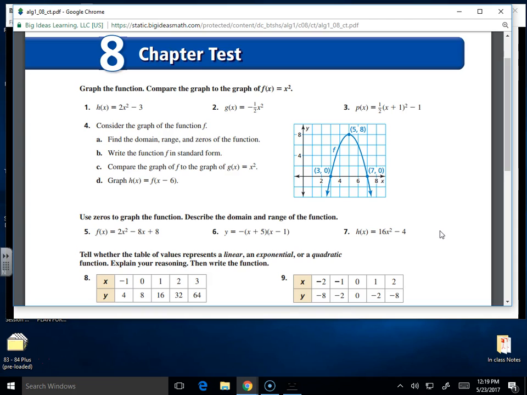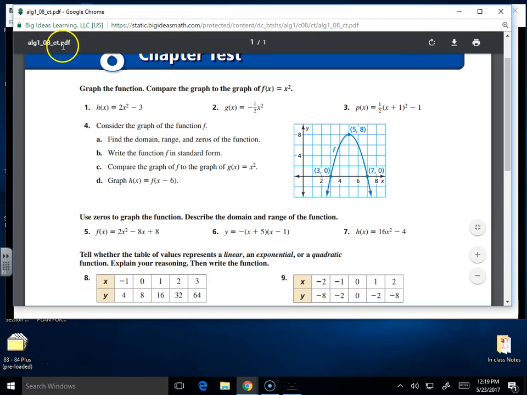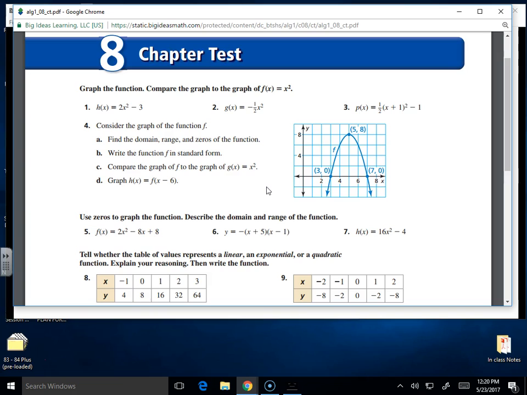When we look at chapter 8, 1 and 3 both have the directions graph and compare. What can you put on your 3x5 card that you're allowed to take and write on? Formulas. Formulas or the table for comparing. Remember there was that table with the comparing words of translation, reflection, and shifting, etc.